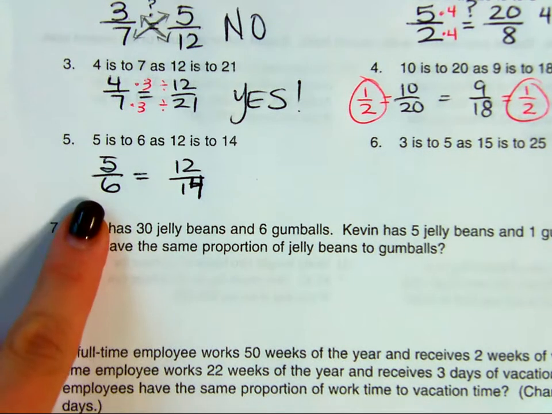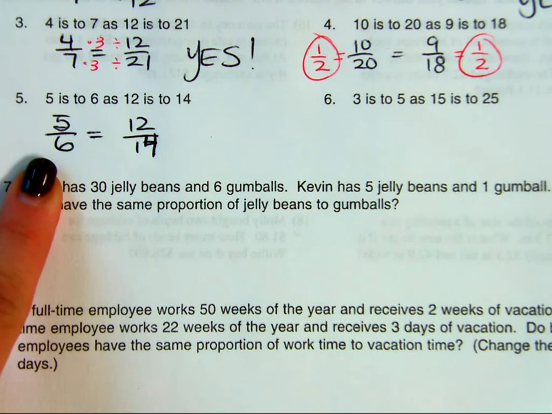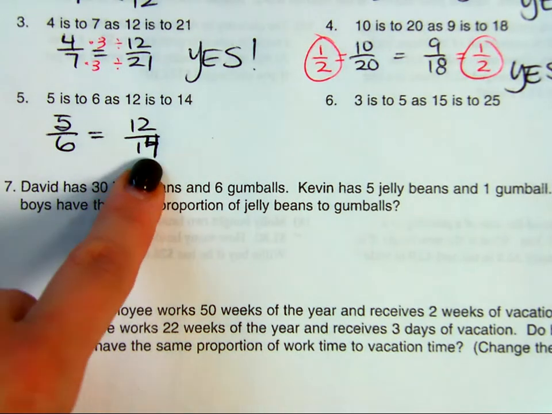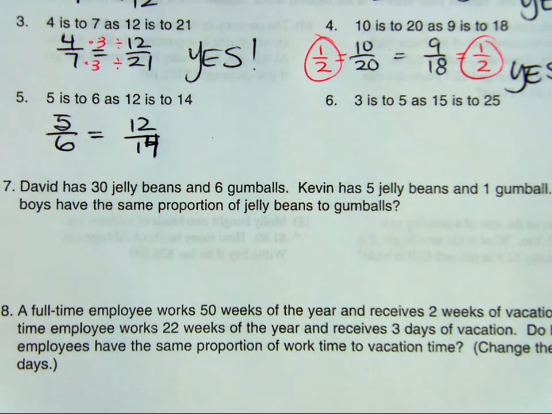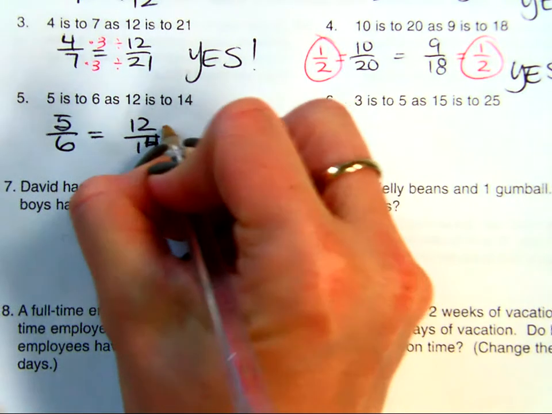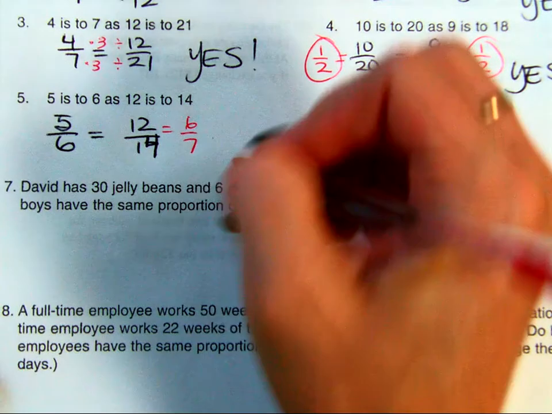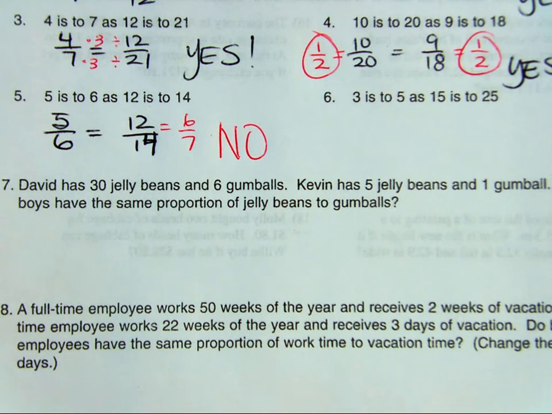This fraction is already in simplest form. This one is not. What would this one be if I simplified it and cut it in half? It would equal 6/7. And does 6/7 equal 5/6? No. So I'm equipping you with so many different ways to figure out yeses and nos. Hopefully one of them is sinking in.